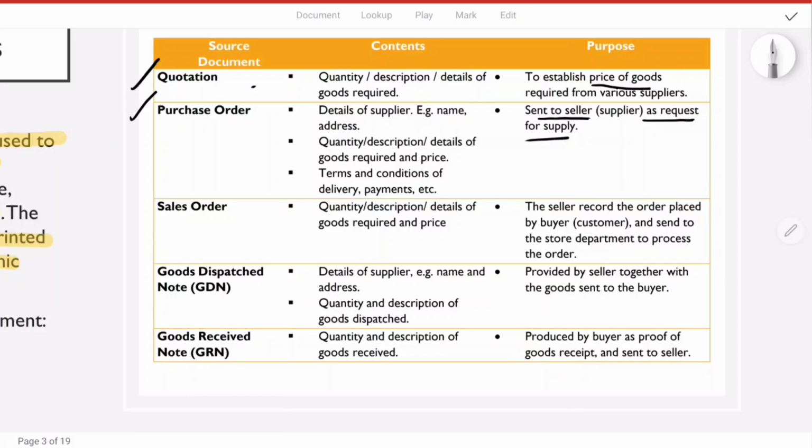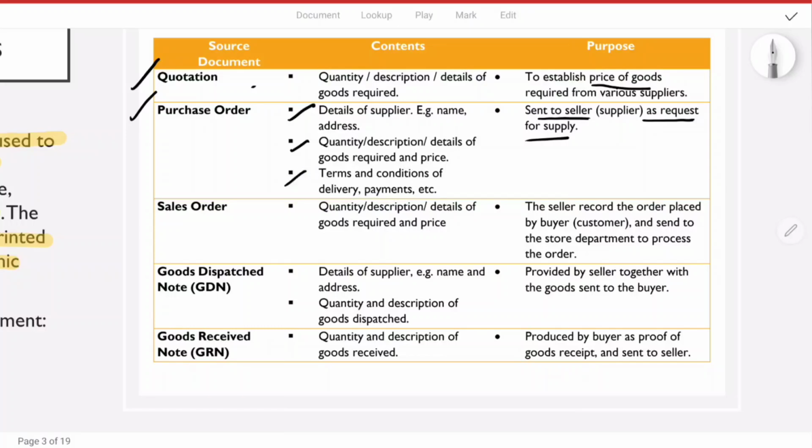Then we need to be clear. As a business, we need to be clear on the details of the supplier, the quantity, the description, the details of the goods required, and the price that we have agreed from the quotation that we received last time.